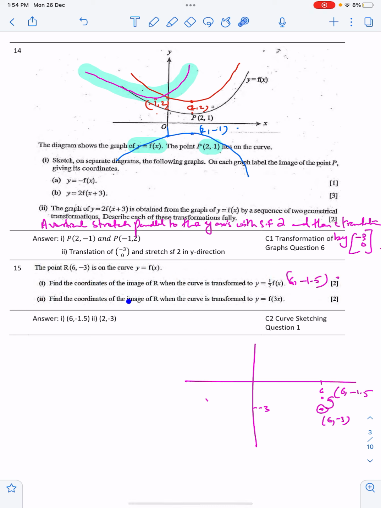Okay, then they are saying find the coordinates of the image of R when the curve is transformed to y = 3f(3x). Now it's a horizontal stretch and the stretch factor is 1/3, because in case of horizontal stretch, whatever is the number given here, you reciprocate it and that becomes the scale factor of the horizontal stretch. So the original point, which was (6, -3), is here. If you have to give the horizontal stretch of 1/3, that means whatever is the distance from the y axis will be 1/3. Now the distance is 6 from the y axis, so it will go on to 2. So it is going to go on to (2, -3). This will be the final answer.